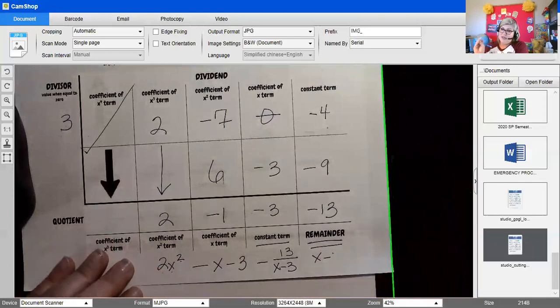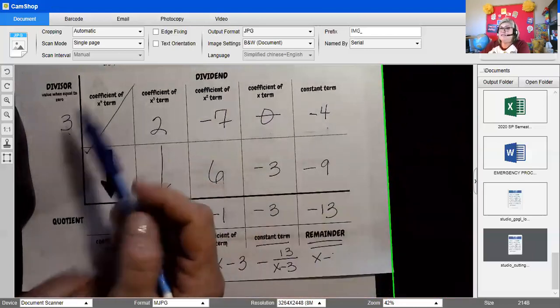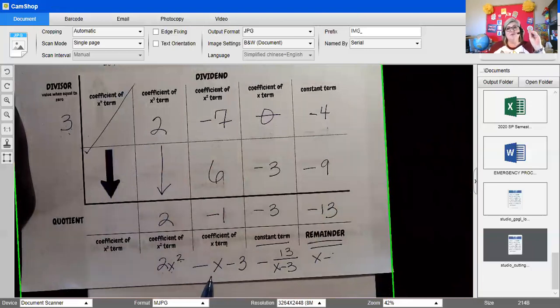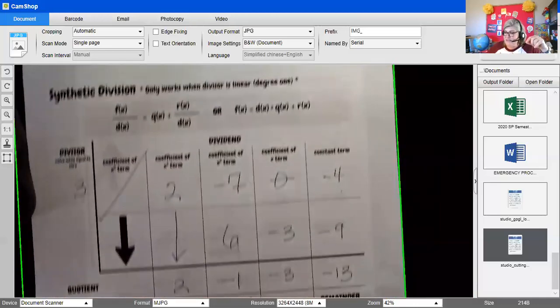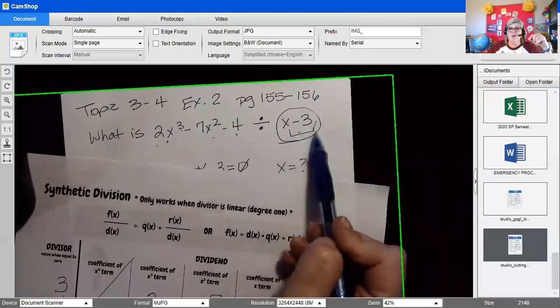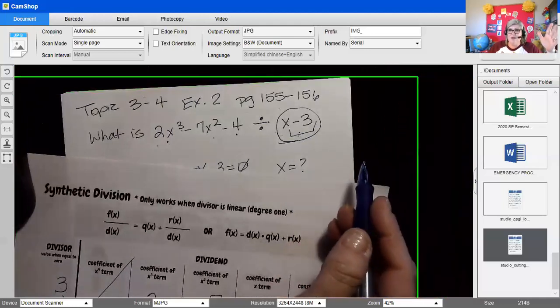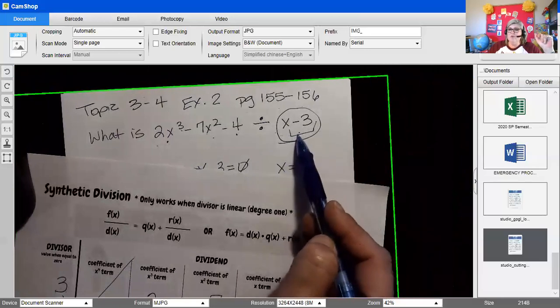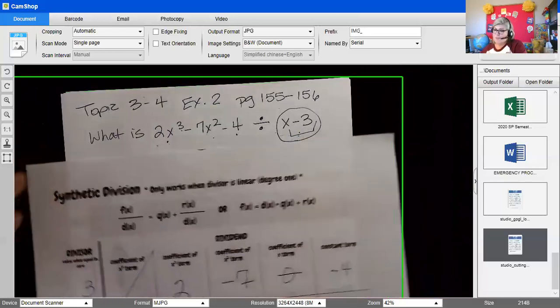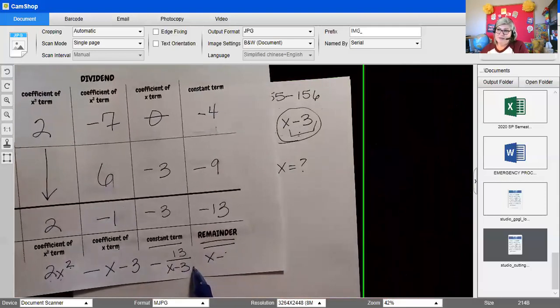So don't miss that. Don't forget that even though we put a 3 up here, that 3 is the 0 of that binomial. That's what we need to use to make synthetic division work. But it's only representing the piece that we need from the original problem to make synthetic division work, because we're only working with coefficients. All right, so it's very important that if you do have a remainder, you make sure you place that remainder over what your original divisor was.